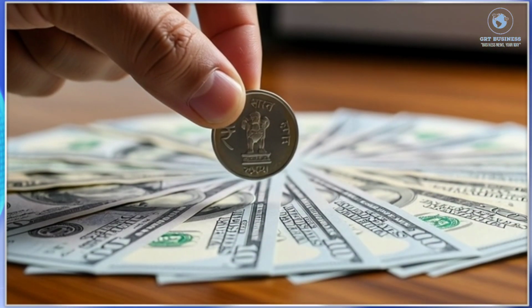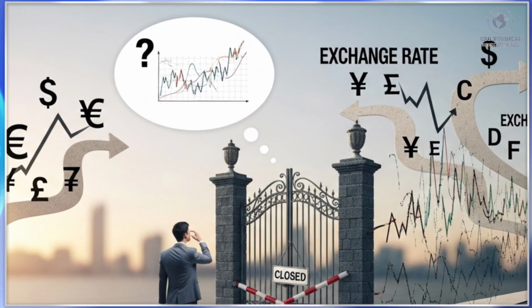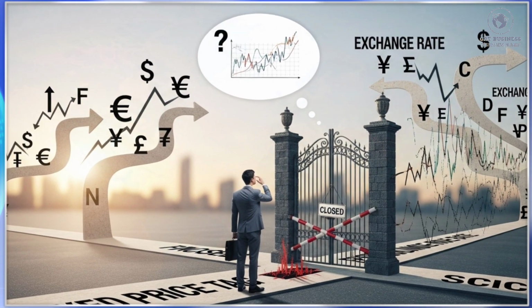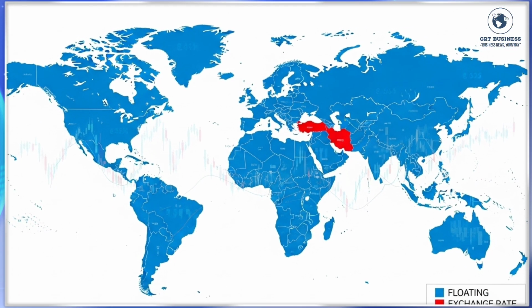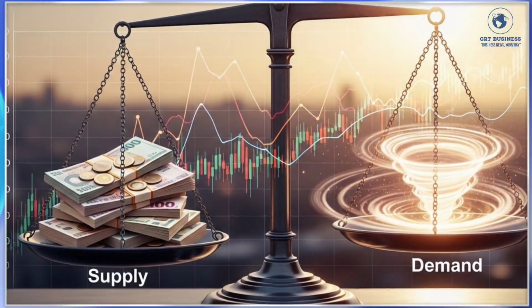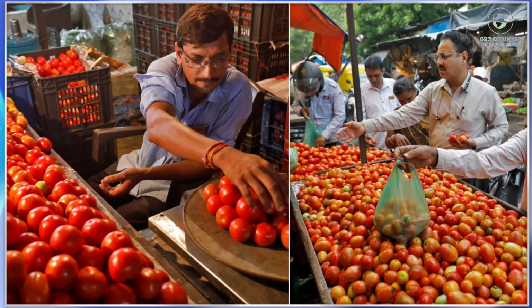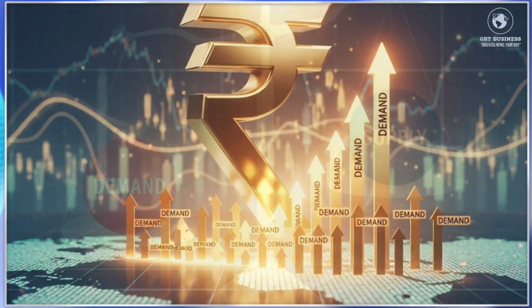Every day we hear that the rupee strengthened against the dollar or fell to its lowest level. But an exchange rate is not a fixed price tag that one person or institution sets every morning. Most countries in the world follow a floating exchange rate system. That means the value of a currency is decided by demand and supply, just like in a vegetable market. If the demand for tomatoes rises, the price goes up. In the same way, if demand for the rupee rises in the international market, the rupee strengthens.